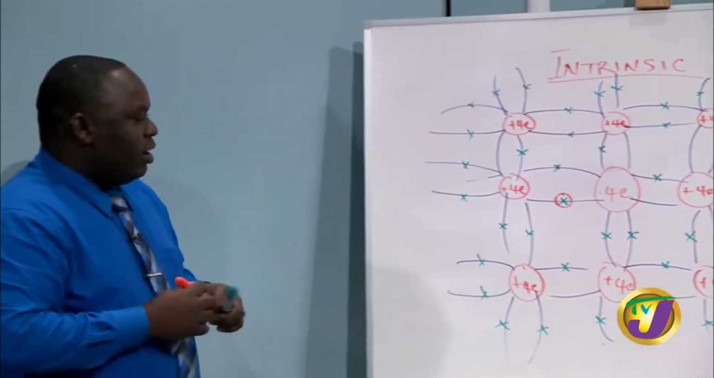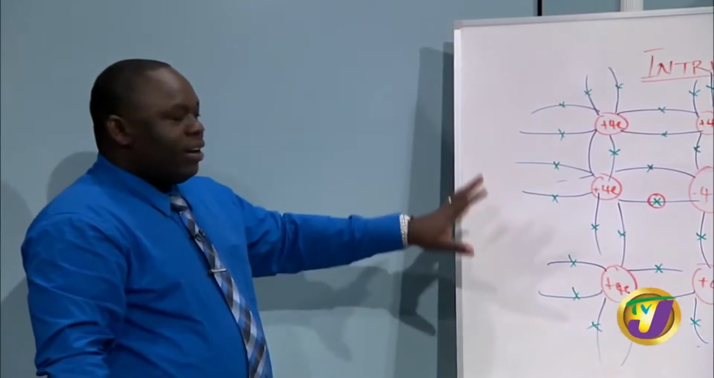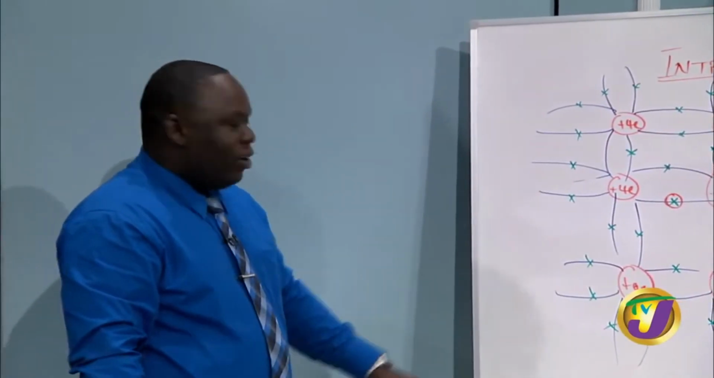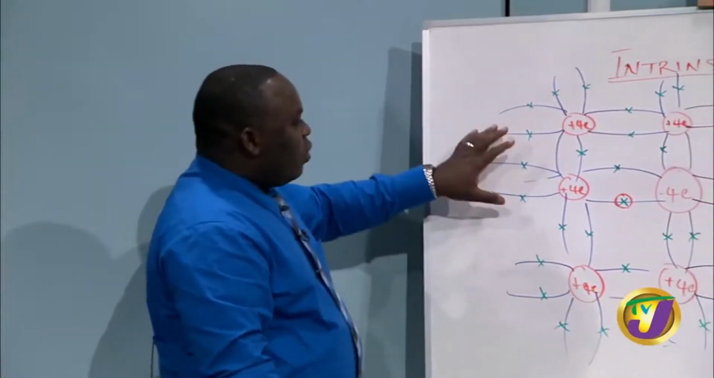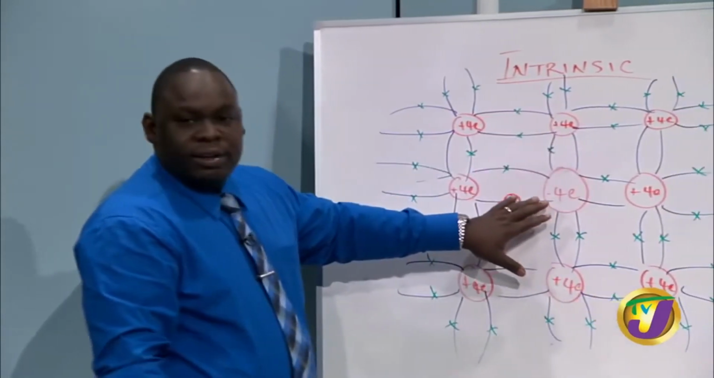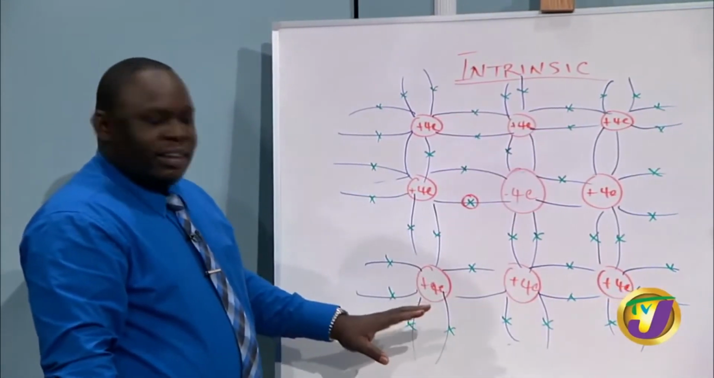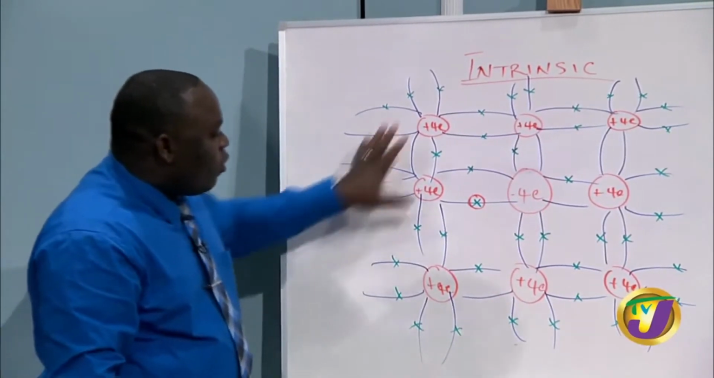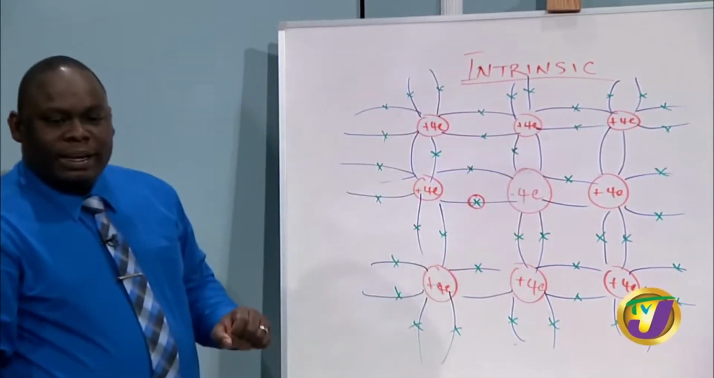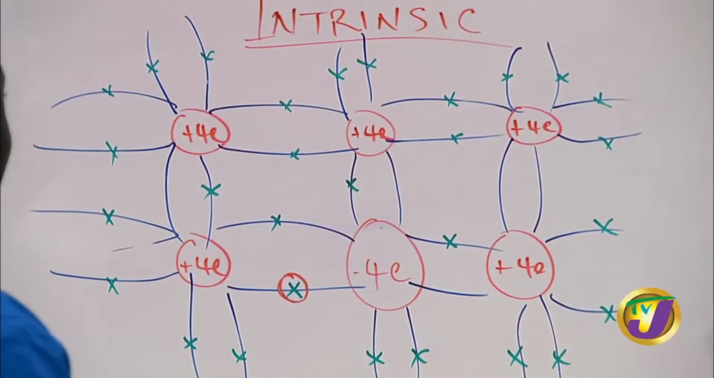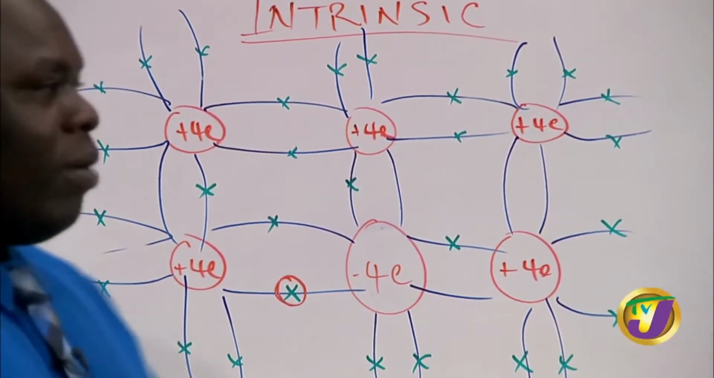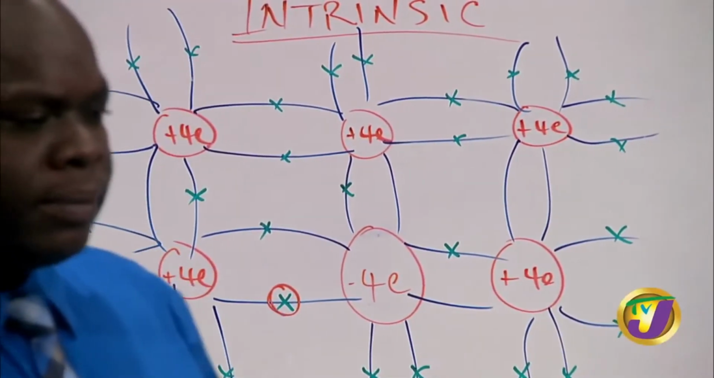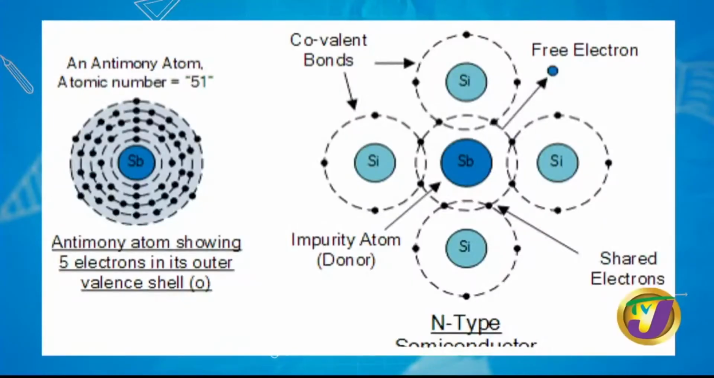So let us zoom in on our board now, students, and see if we can understand our intrinsic semiconductor material right here. So you notice plus 4e, pure silicon. This is a crystal lattice structure that we're talking about. And we have covalent bonding taking place. Pure intrinsic semiconductor material.